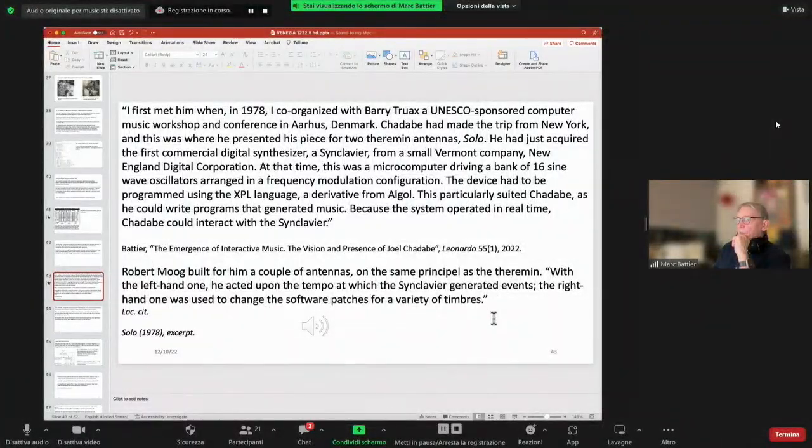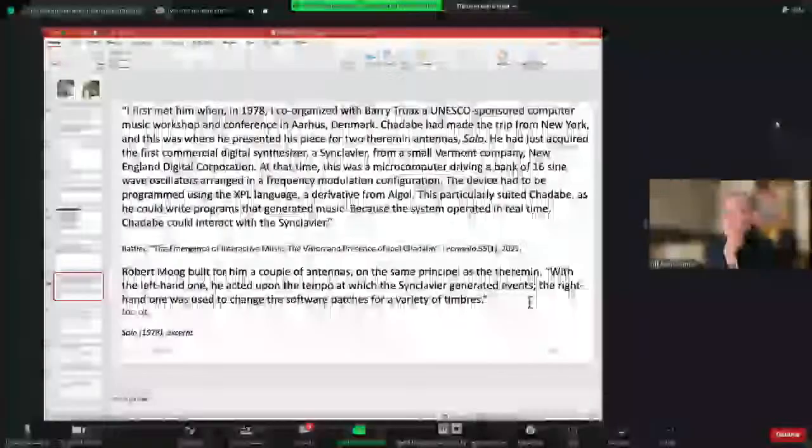At that time, this was a microcomputer driving a bank of 16 sine wave oscillators arranged in a frequency modulation configuration. The device had to be programmed using XPL, derived from Algol. And this particularly suited Chadabé as he could write programs that generated music. Because the system operated in real time, Chadabé could interact with the Synclavier.